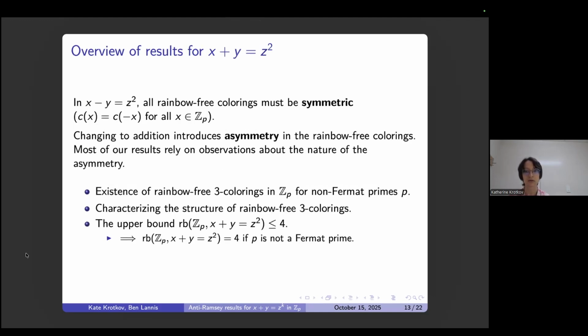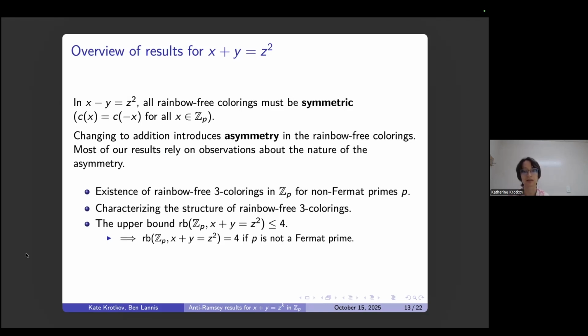Okay, so what are our results? Well, in the subtraction case, all the rainbow-free colorings must be symmetric. That is, the color of x is the same as the color of minus x for every single x in ZP. This is because 0 is in its own color class, and each component is monochromatic, and x and minus x are always in the same component of the functional digraph.